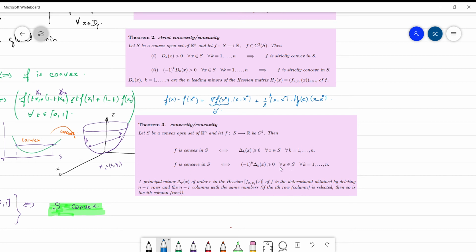It gives that if we check this, we have an equivalence. Here you see you have just an implication: if you have this, then you have strict convexity, so it is restrictive. Here, to be sure to have convexity for a C2 function, it is equivalent to check the sign of these determinants. We have more determinants to check, but we have the total answer: either we have convexity or not for a C2 function.